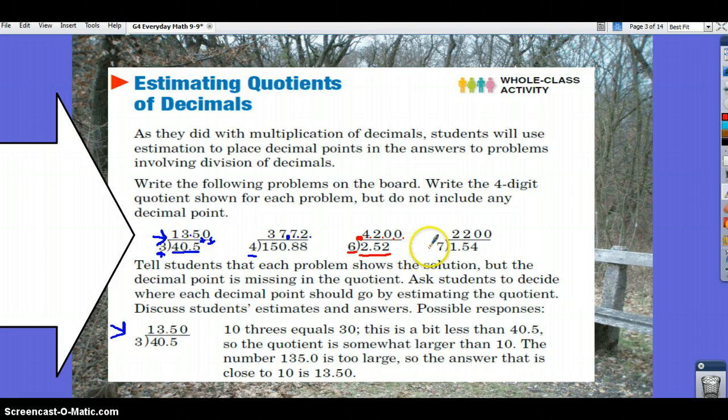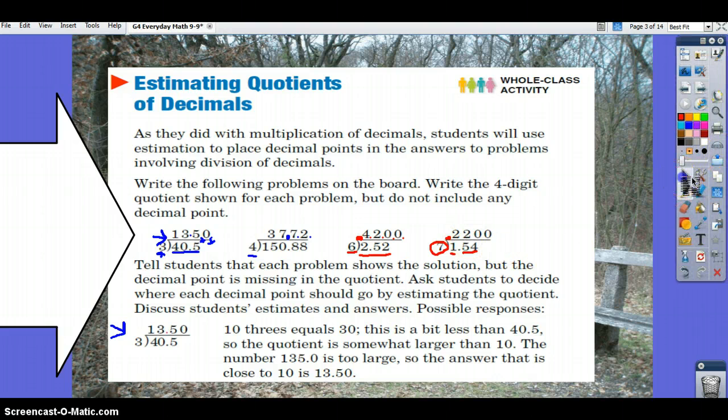0.42. And in my last one, the same thing. I only have 1 whole and 54 hundredths. So if I'm dividing that into 7 groups, my decimal point would go here at the beginning for 0.22 in order for it to make sense.